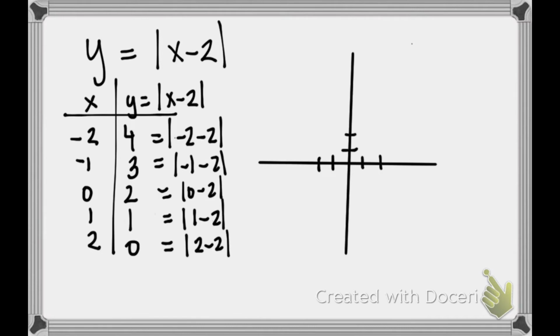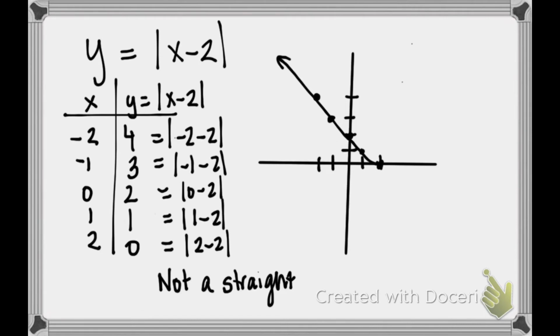When I plot, when I go from -2 to 2, I'm just going to go 4, 3, 2, 1, 0 on the y, and it looks like I just have a straight line. But I know that absolute values are not straight lines, that the absolute value of x or x minus or plus something is going to be V-shaped. And so I need to keep going.